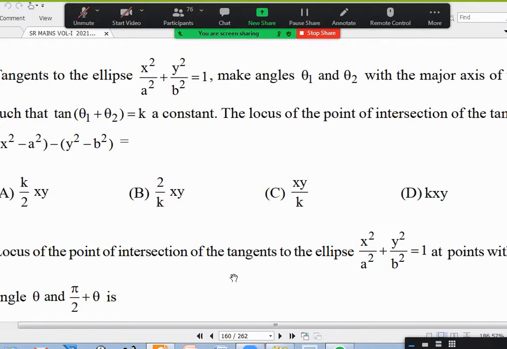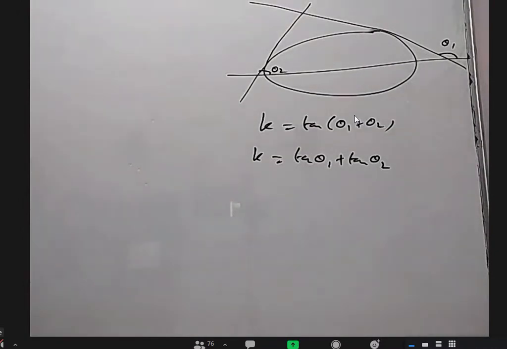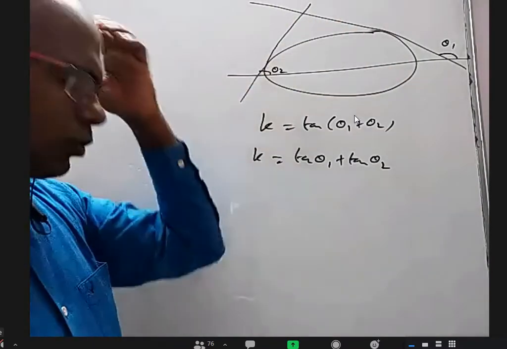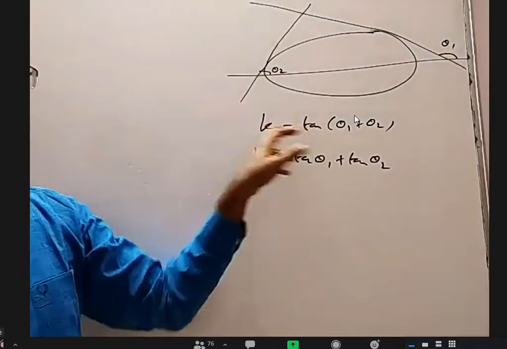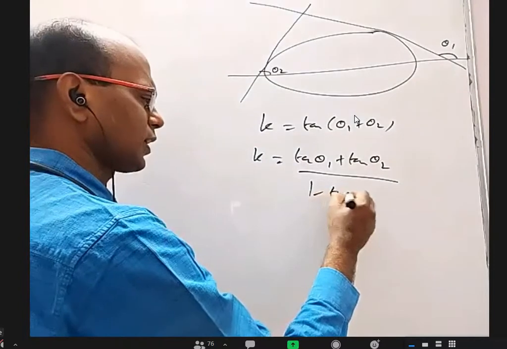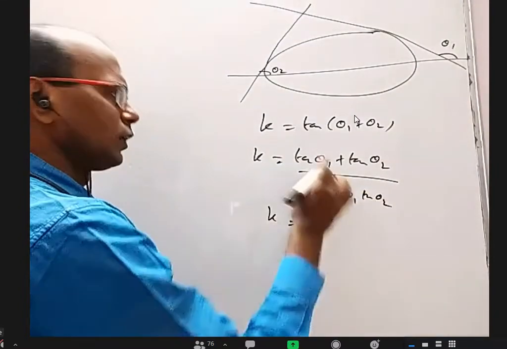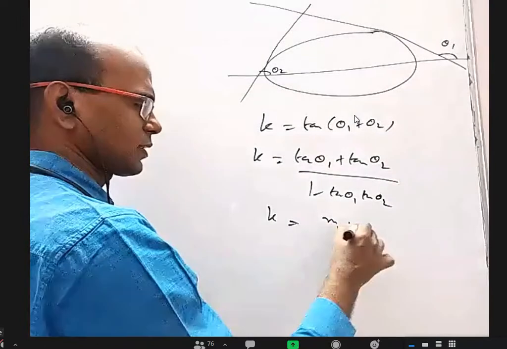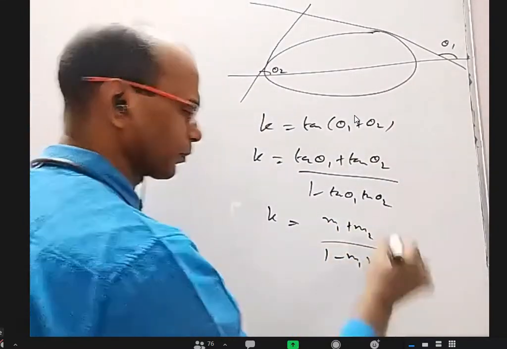This is theta 1, this is theta 2. They said K is equal to tan of theta 1 plus theta 2. That can be written as tan theta 1 plus tan theta 2. This is an ellipse. From an external point, you have drawn two tangents. Their inclinations are theta 1, theta 2. Psi is constant. What is the tan of theta 1 plus theta 2? You can write tan theta 1 plus tan theta 2 by 1 minus tan theta 1 into tan theta 2. This is the sum of the slopes, m1 plus m2. This is the product of the slopes.